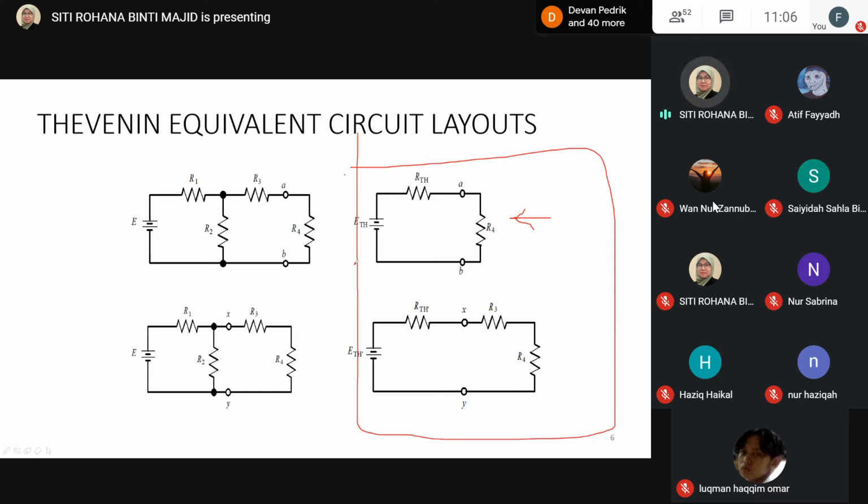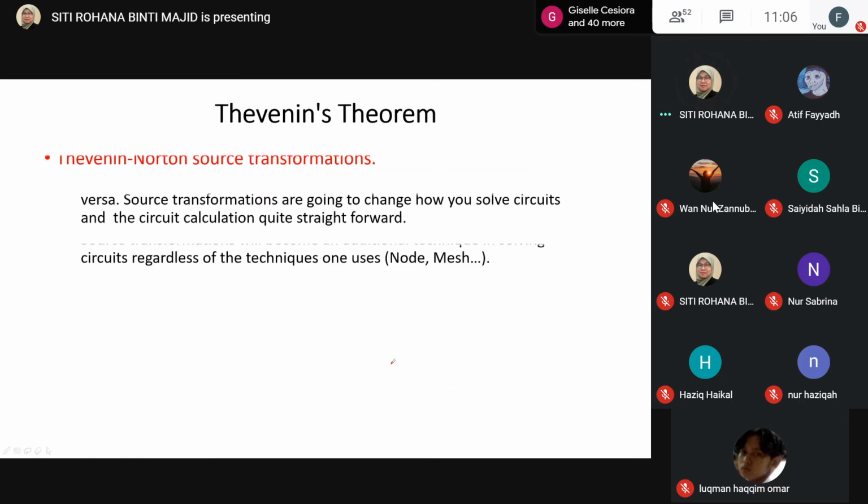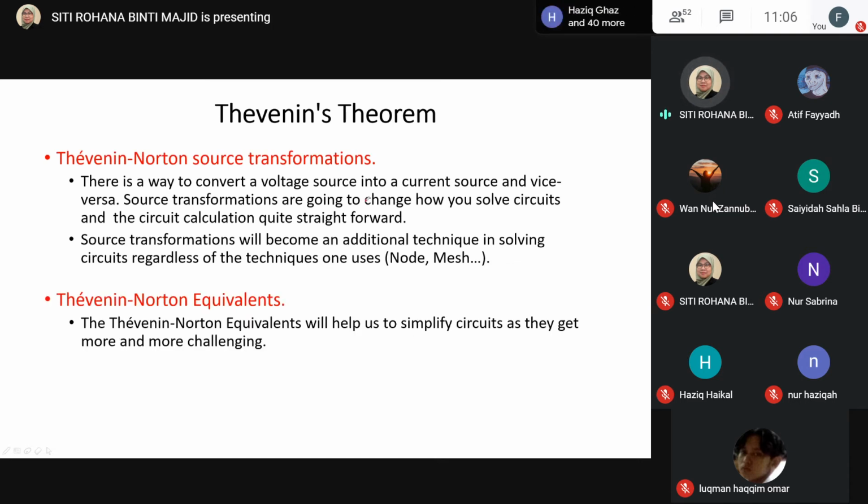So that is all about the Thevenin theorem. Don't forget about the load resistor. The load resistor does not influence RTH and VTH. We can also use another method, which is source transformation. This one you already covered during your pre-degree course. And lastly is about Thevenin and Norton. As I mentioned before, Thevenin will be in series and Norton will be in parallel.